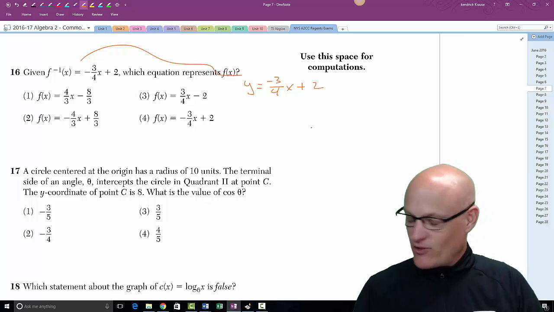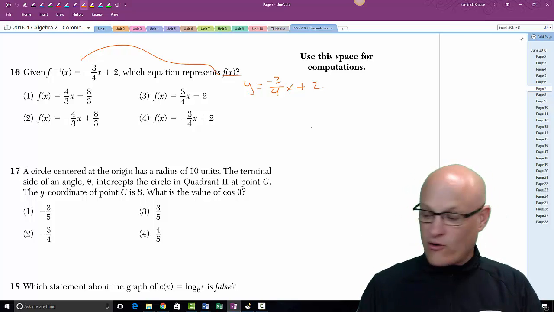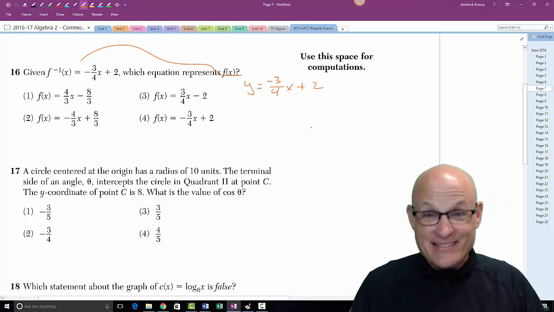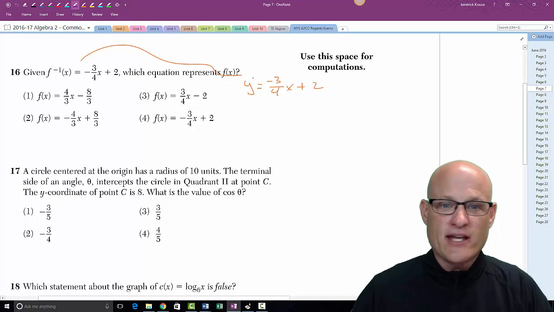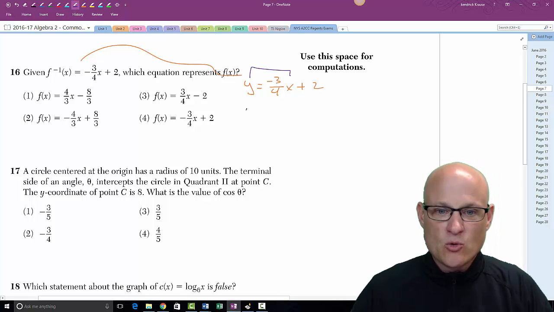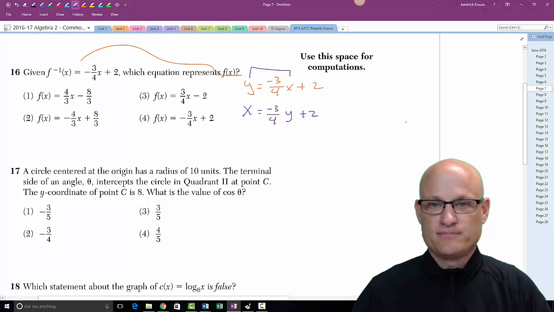It doesn't matter if they give you the inverse and ask you for the original, or they give you the original and ask you for the inverse. It's done the same way. To find an inverse, you first switch the x and y. Switch the x and y. X equals negative 3/4 y plus 2.